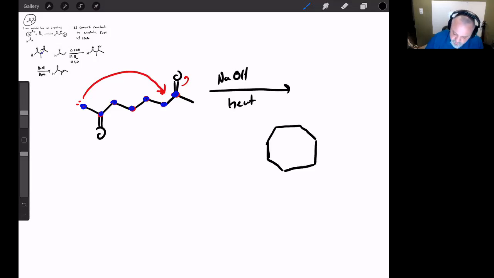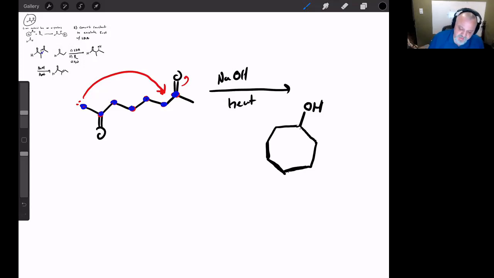See if I did that right. 1, 2, 3, 4, 5, 6, 7. I did. Excellent. Let's see if I can clean it up just a little bit. 1, 2, 3, 4, 5, 6, 7. Okay. So where the reaction took place and formed the double bond, and I'm only going to put the OH there temporarily just so that we can see it, that's where the attack happened.